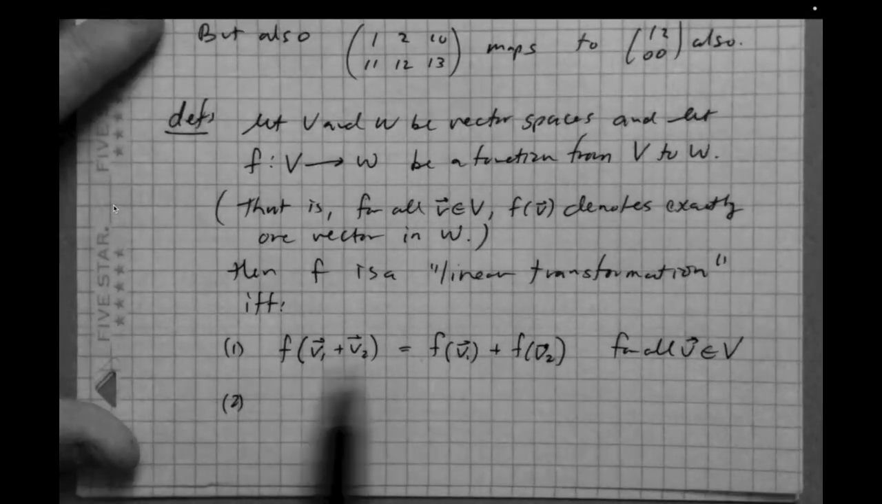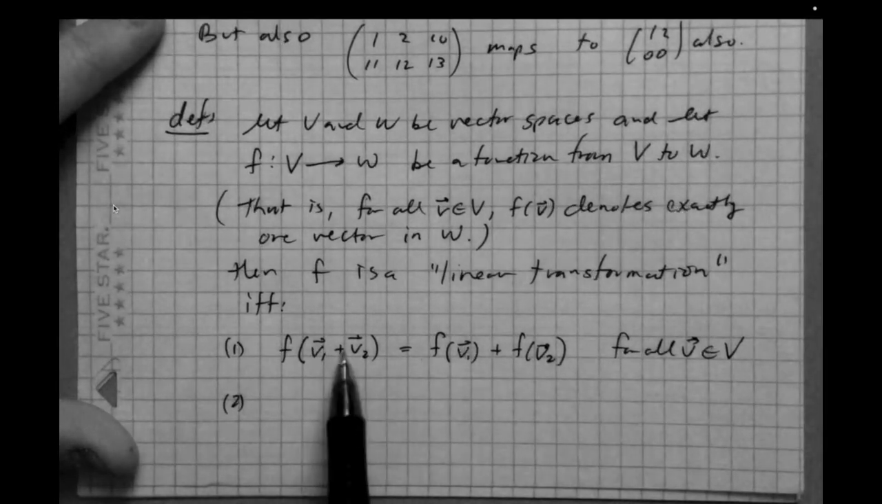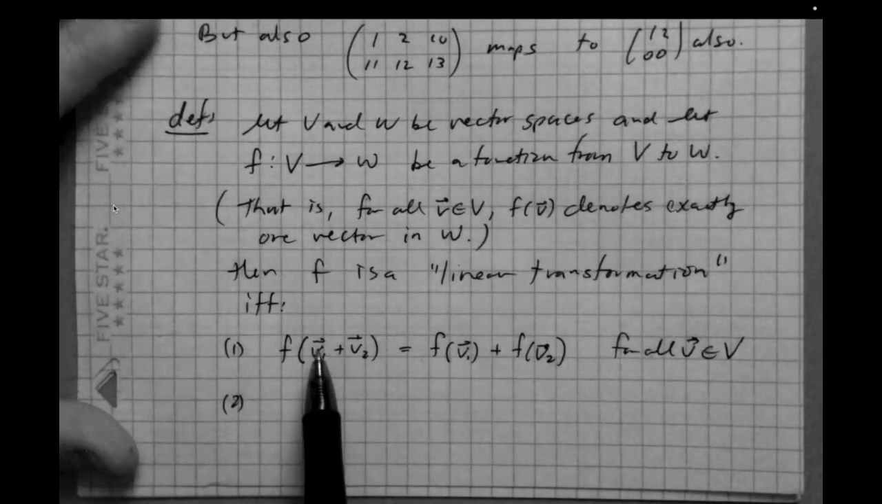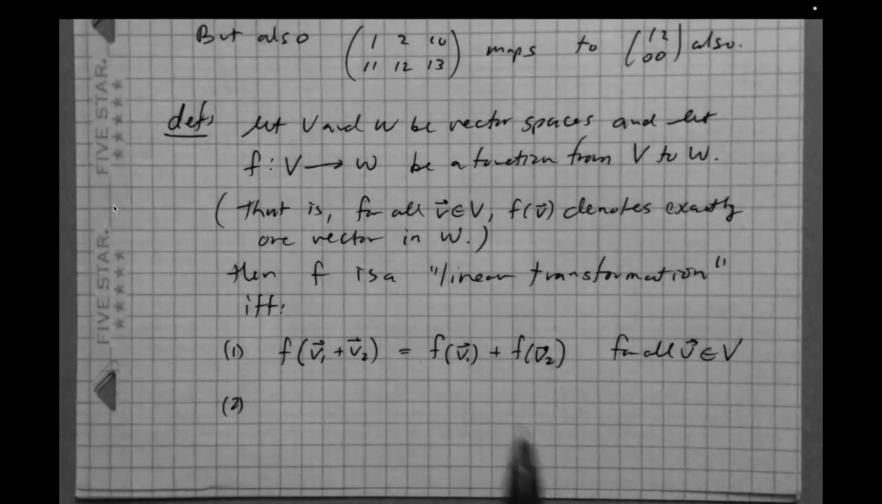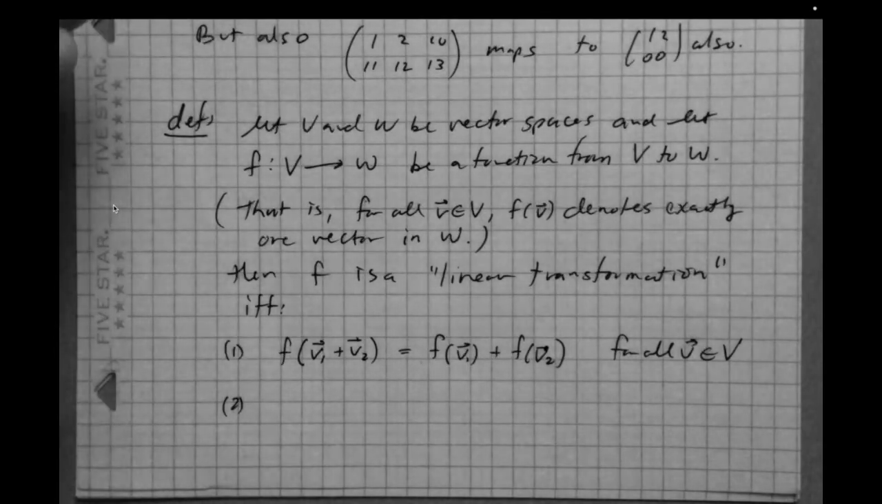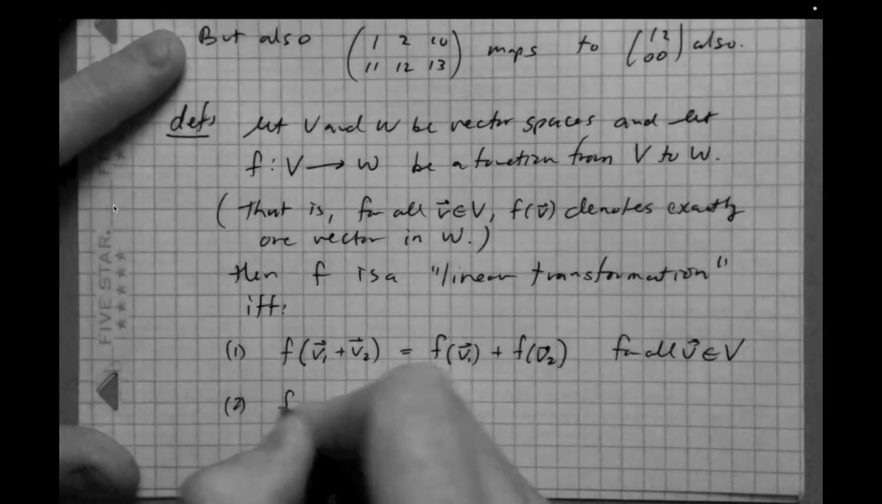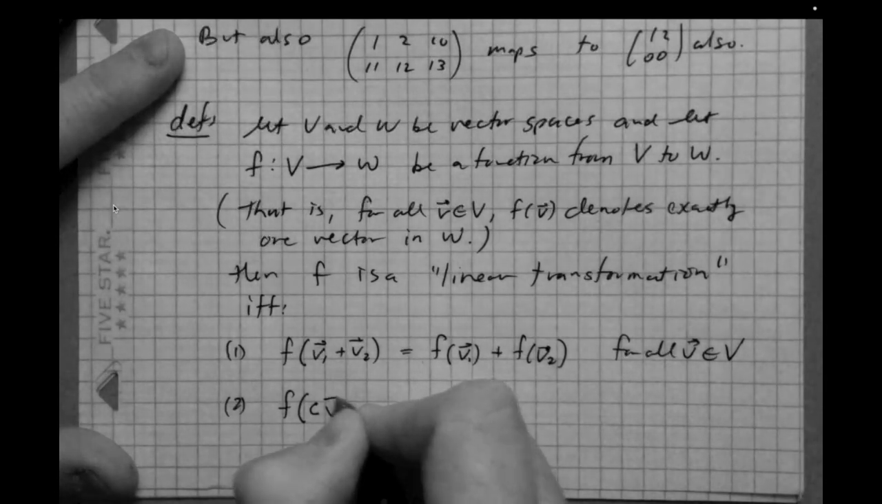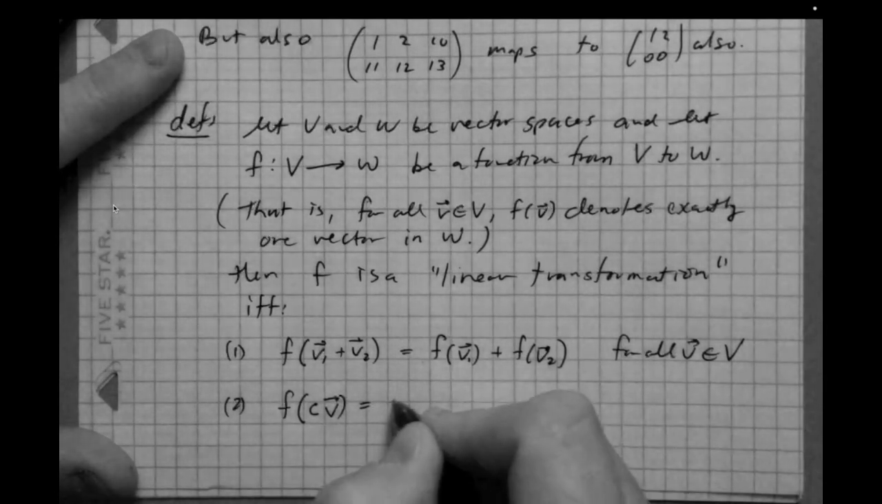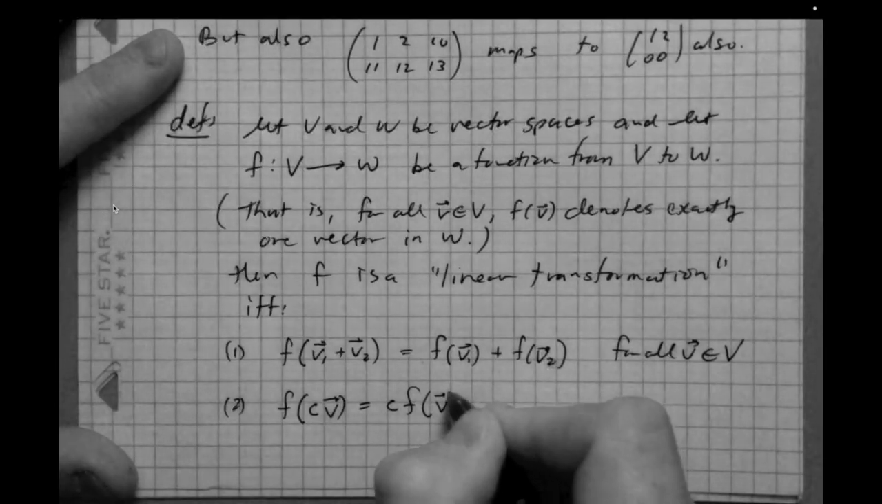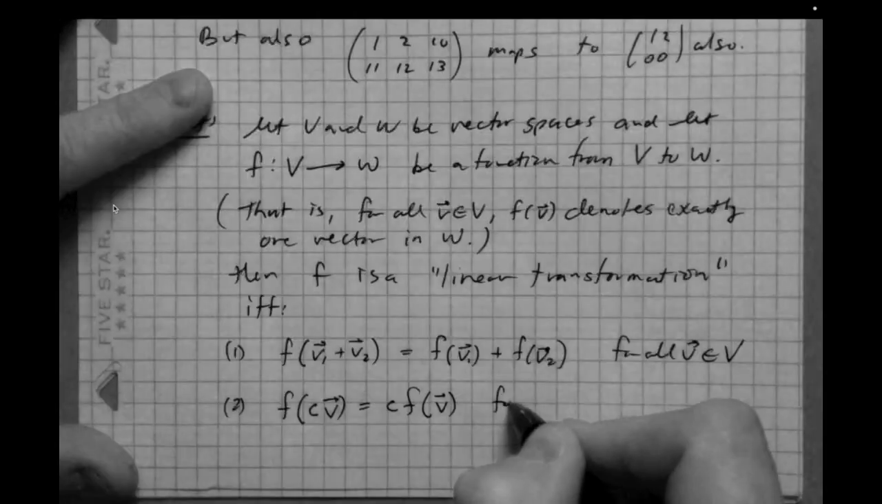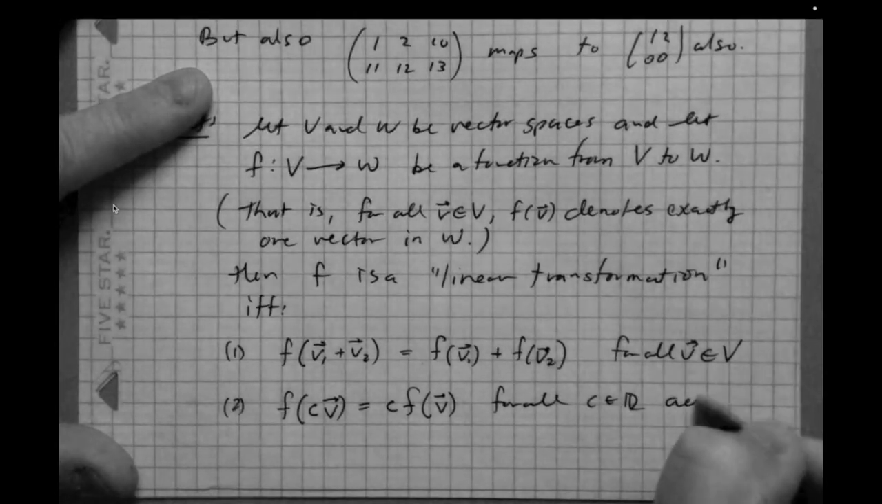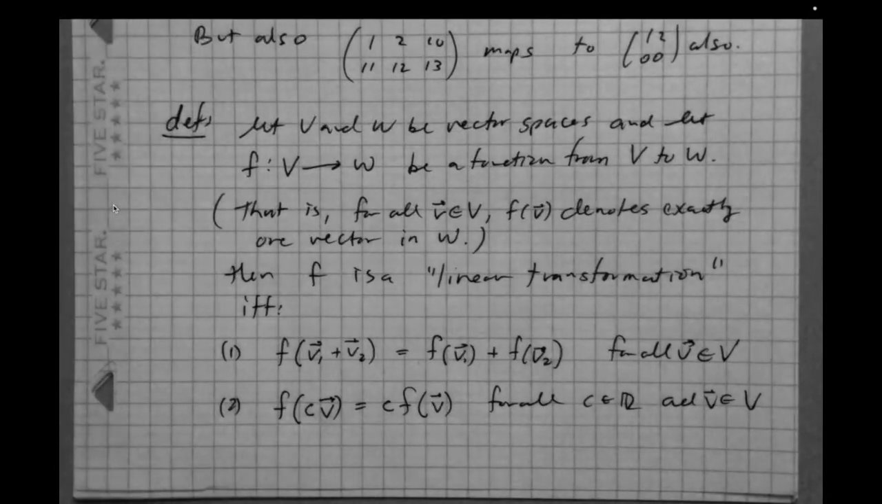This looks a lot like vector addition. Vector addition works, and it gives you the same result regardless of whether the operation is performed before or after the function is applied. The second one naturally pertains to scalar multiplication. F applied to a constant c times a vector v equals c times F applied to just v, for all c in R and v in the vector space.